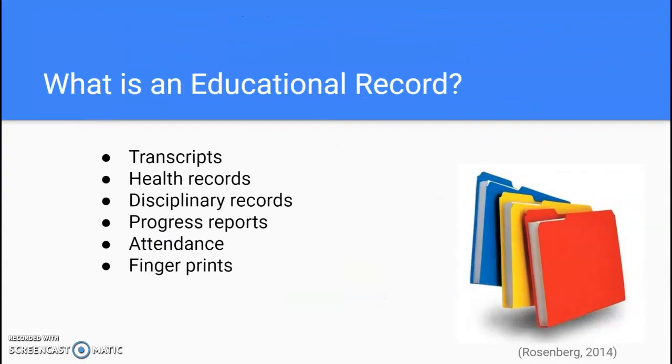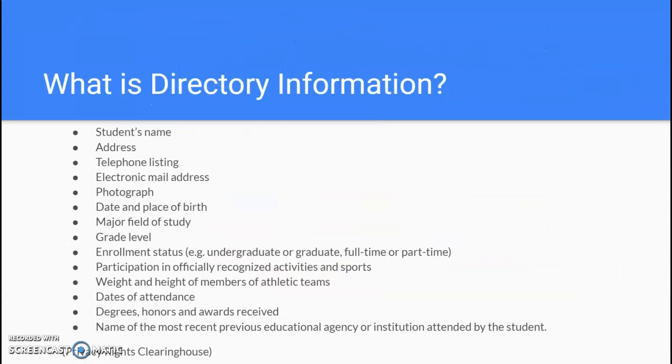So let's break down what education records are. Education records can hold transcripts, health records, disciplinary records, progress reports, attendance, fingerprints, any information that ties to a specific student. So then what is directory information? This could be a student's name, their address, phone, email addresses, photographs, date of birth, field of study, grade level. The list goes on.